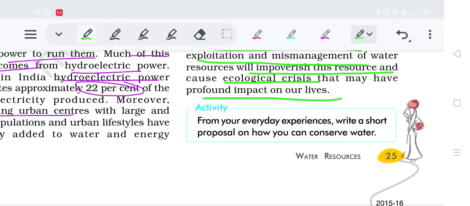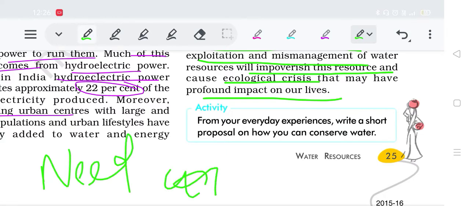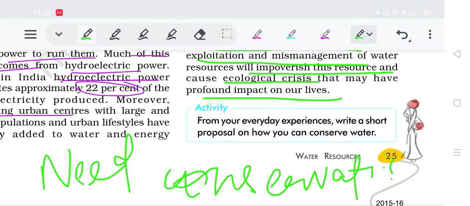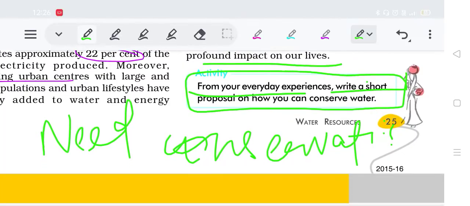So now what they are saying is, now we have a need of conservation. From everyday experience, write a short note proposing how you can conserve water.